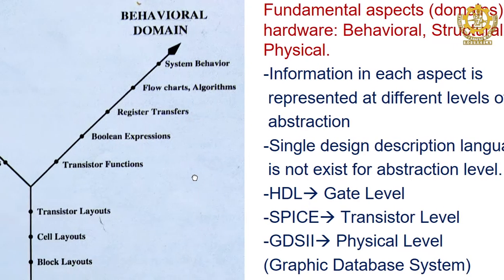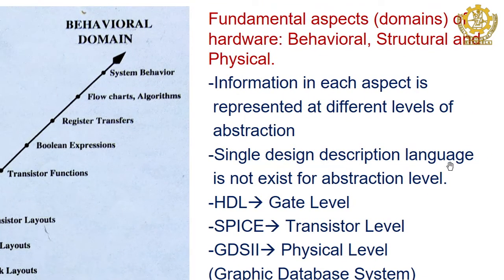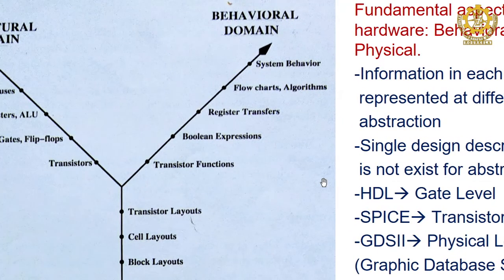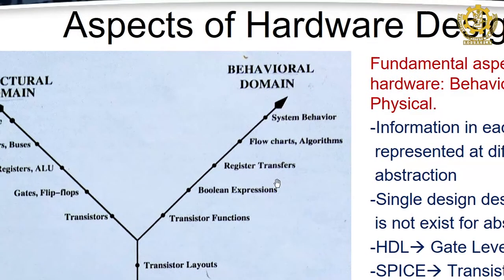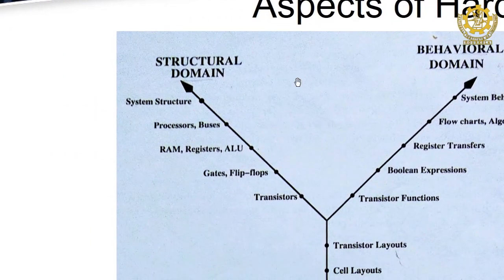And for a particular abstraction level, there exists no single design language. Like for gate level we are using HDL, but in transistor level there is no scope to use HDL. So for that you have to use certain other language, like I have written here, SPICE is used. Okay. Understood. So similarly after the behavioral domain is over, next is your structural domain.